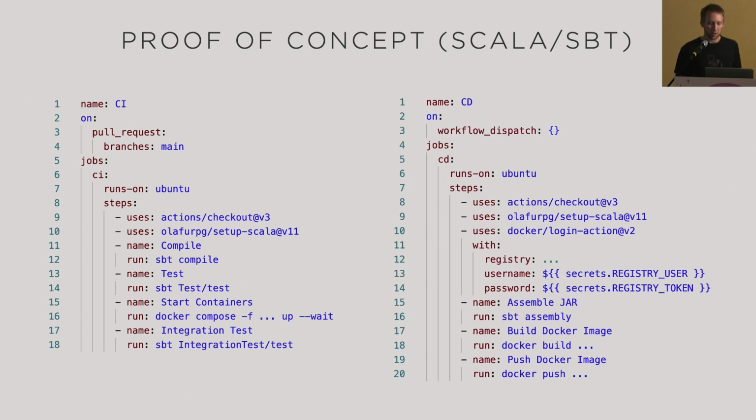Similarly for CD, we have a separate workflow. In this case, we use this workflow dispatch trigger, which basically means that we can go through the UI or through the API to start this workflow. We check out the source code, and we install Scala and SBT. This time, we're going to log into a Docker registry, because ultimately, we want to push up a Docker image. Then we assemble an application jar that contains our source code. We build a Docker image that contains that application jar, and then we push up that image to our Docker registry, at which point it's ready to be deployed into Kubernetes.